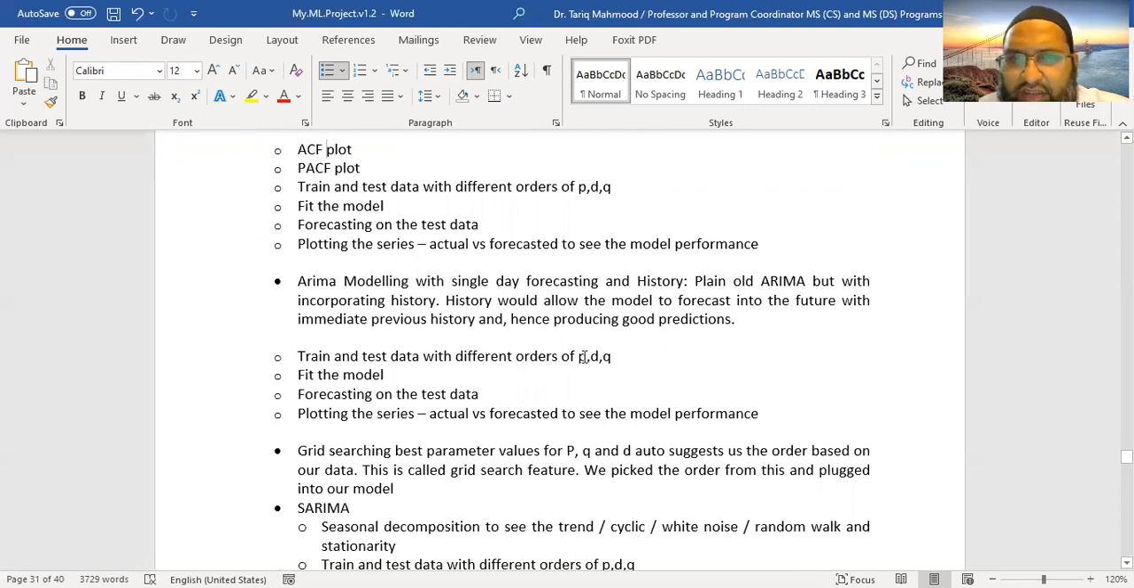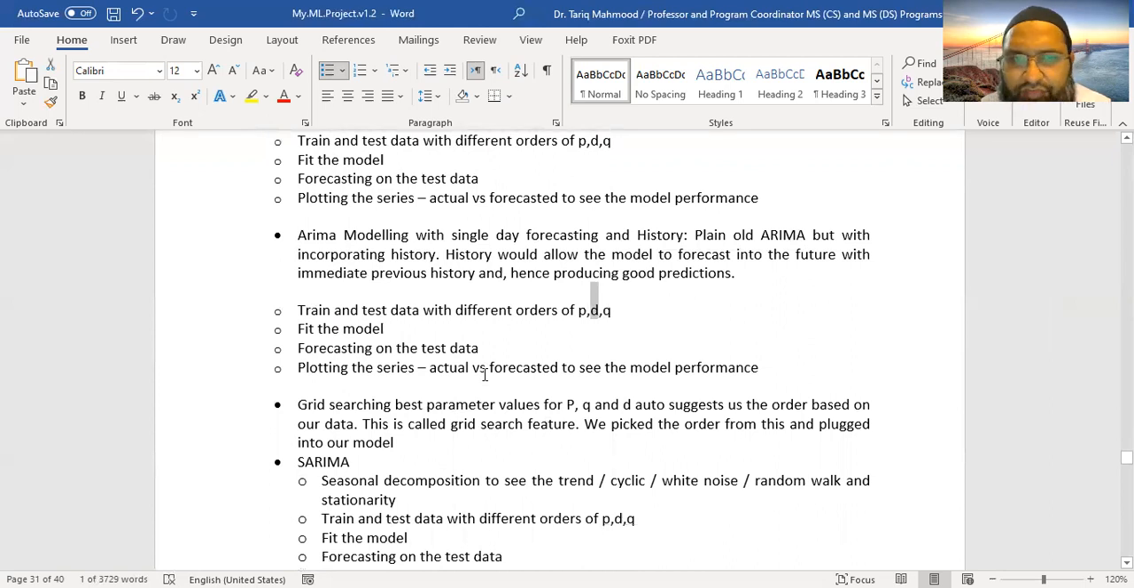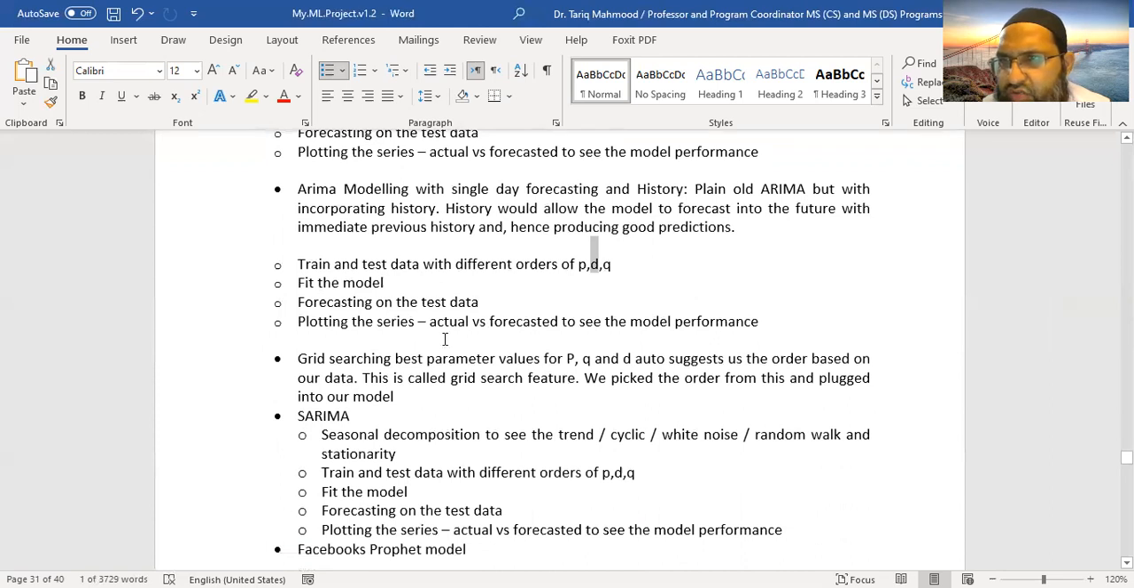So all of us know that the ARIMA model has these 3 parameters. P is determined, I think, through the partial autocorrelation plot. Q is determined through the autocorrelation plot. And D is the amount of differencing that you have done, which is either 1 or 2. And then obviously you fit the model and use it to make the forecast for the next few timestamps. And then you plot the series to see the actual versus the forecasted.